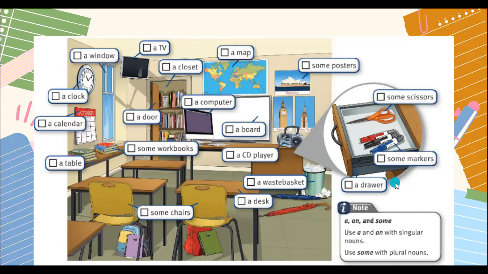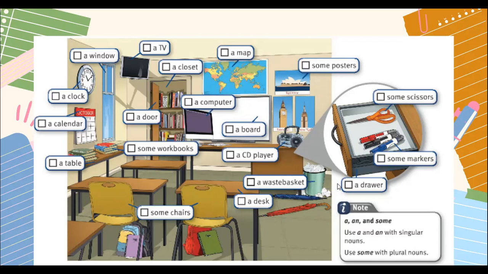Some markers. Very good. So as you see, we use a or an with singular nouns, and some with plural nouns. Now have this in mind.